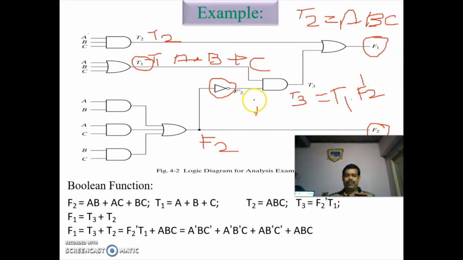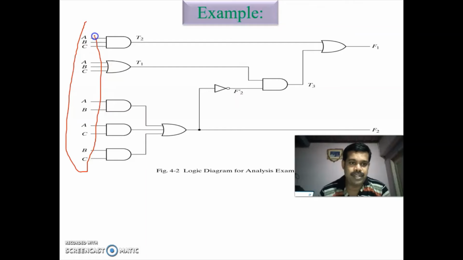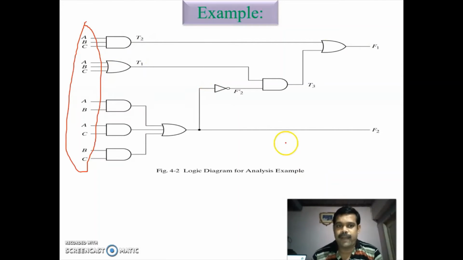T1 into F2 dash. Now you come to the output of this AND gate. We have named it as T3. So in this combinational circuit, initially they have given the inputs and outputs. So A, B, C are the inputs and F1, F2 are outputs.